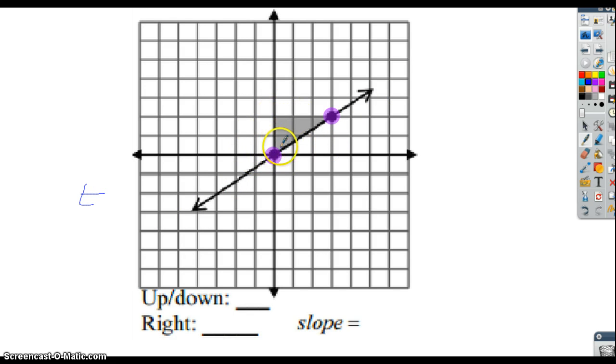So let's find the distance up or down in this triangle right here. Up, 1, 2. So the distance up or down is 2. And then I need to know the distance left to right. So that's 1, 2, 3. So the distance left to right is 3. Now, the slope is the rise over the run. So that's 2 over 3.